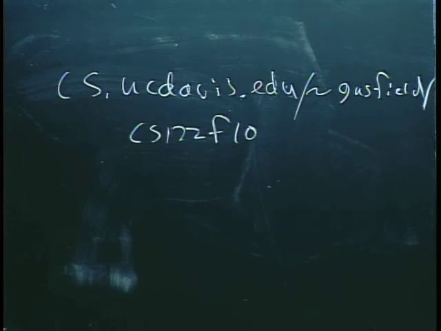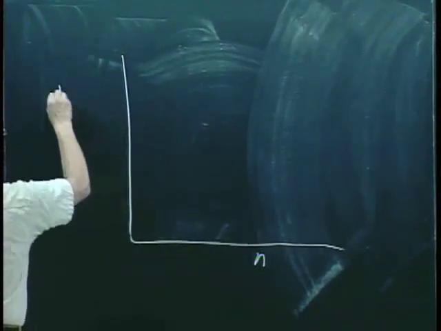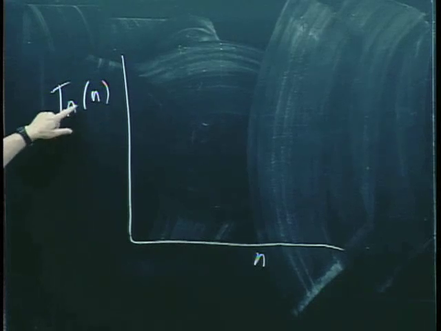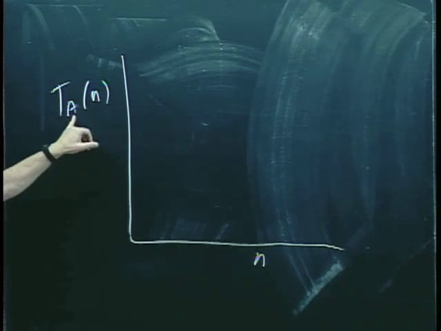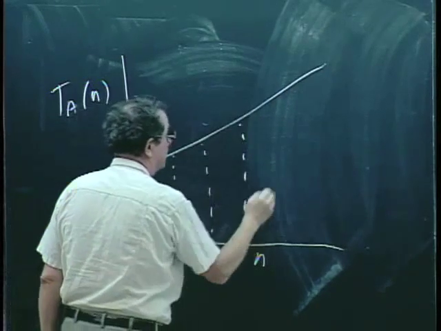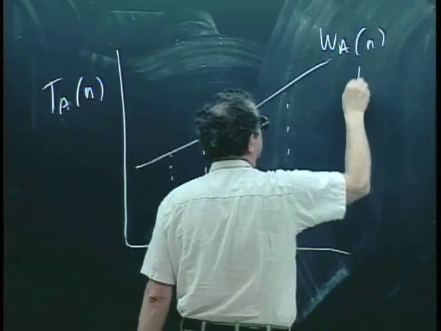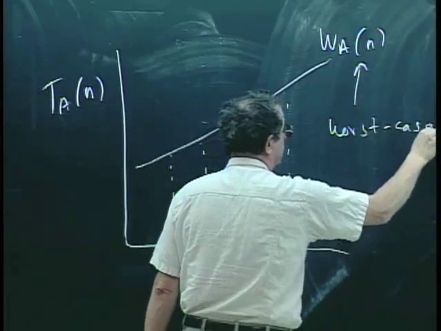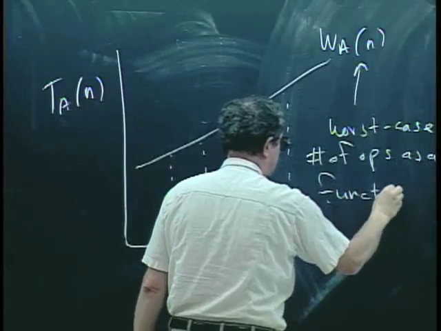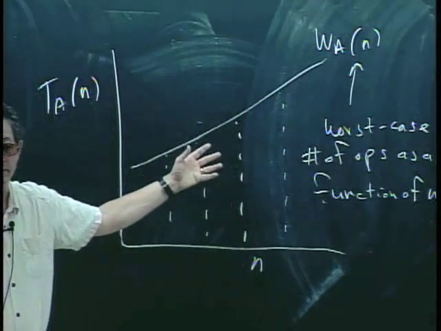So last time I gave a formal definition of what's called worst case. Here's n, and here's W_A of n. This is the worst case number of operations that algorithm A does on input of size n. And we said that was some kind of curve, which is the max. So this was W_A of n, the worst case number of ops as a function of n. Okay? And that's what we did last time. Basically finished that formal definition.